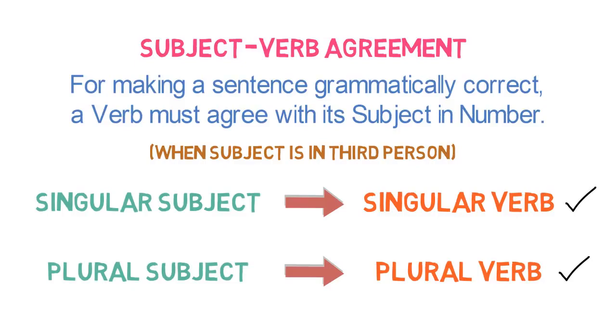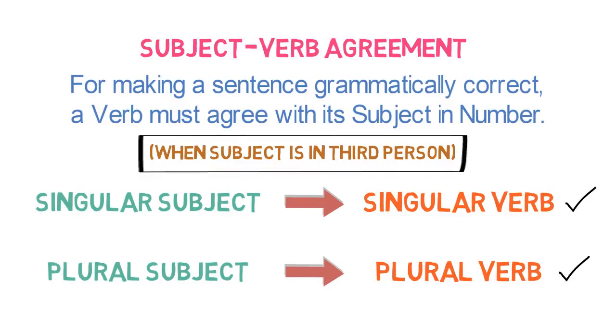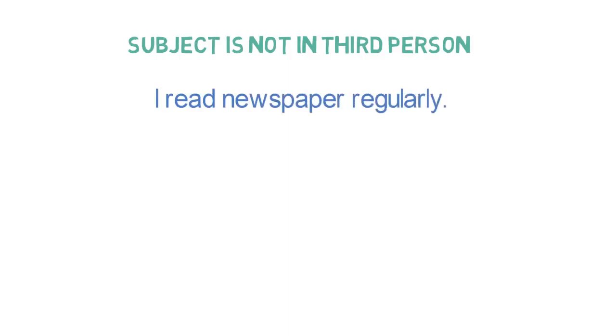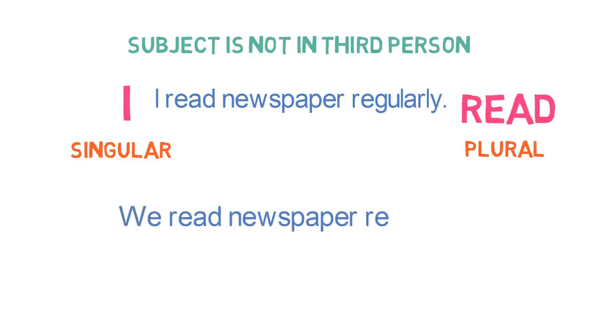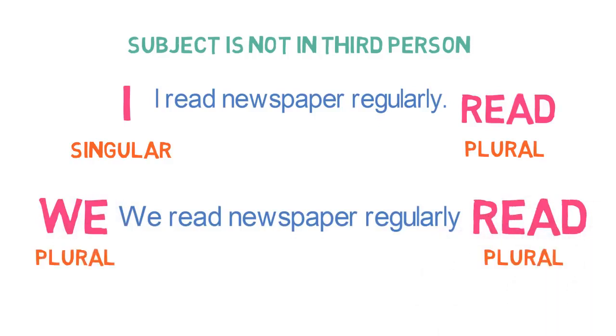Please note, we have seen examples only where the third person is used. Now let's look into examples where the subject is not in third person. I read newspaper regularly. Here I is singular, but the verb read is in plural form. Let's look into one more example. We read newspaper regularly. Here, we is in plural form and the verb read is also in plural form. So, in case of first and second person, there is no rule of singular subject, singular verb and plural subject, plural verb. Please remember this concept also.